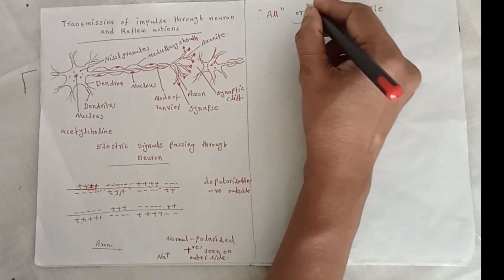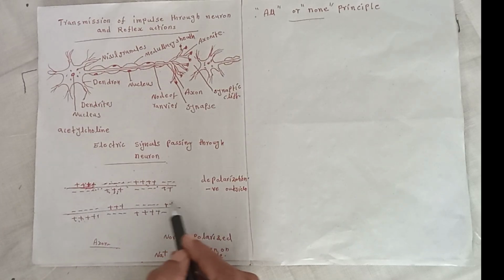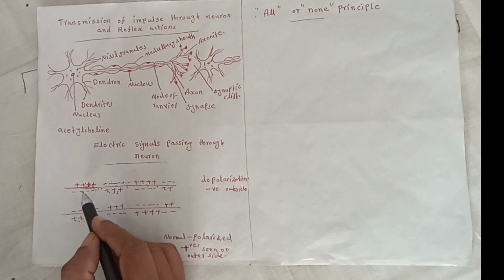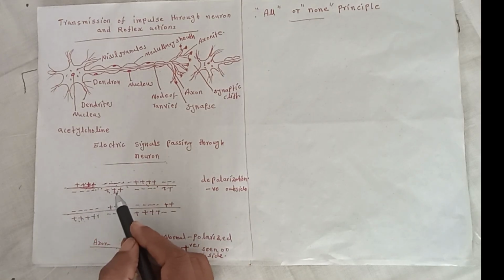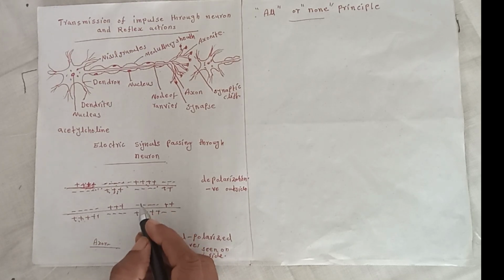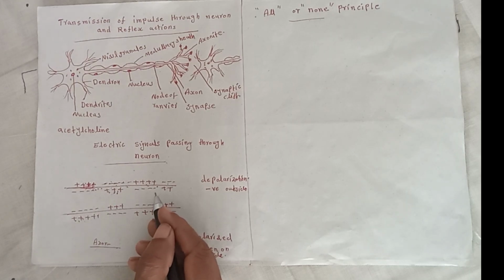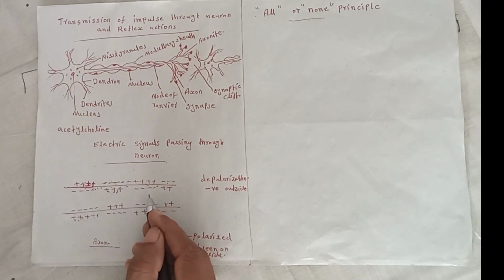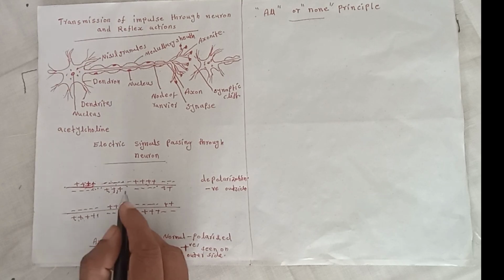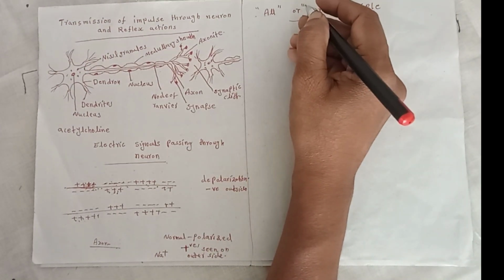What is all or none principle? For traveling an impulse through the nerve fiber, a threshold energy is required for this movement. Threshold is the minimum energy required for the movement of an impulse. But increasing the intensity of the impulse cannot raise the speed of the transmission. That is known as all or none principle.